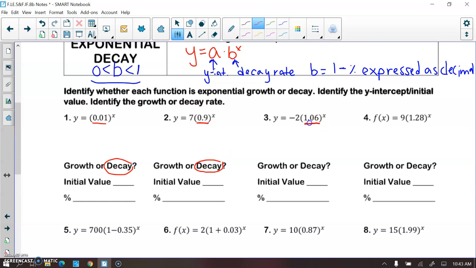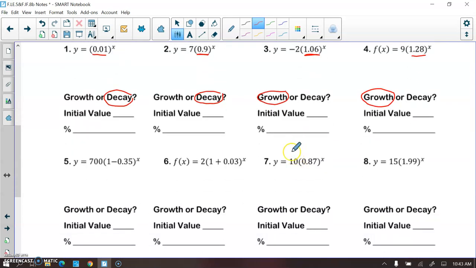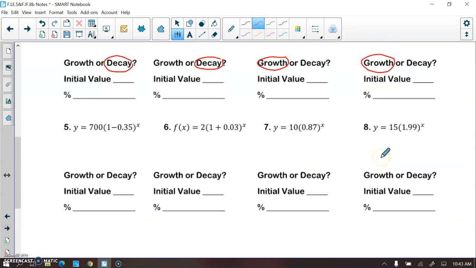For number 3, my b value is 1.06. Since it's greater than 1, this is growth. Number 4, my b value is 1.28. Since it's greater than 1, this is also growth. Now, some of you guys might be thinking, what is my b value in number 5? Well, we would need to simplify this 1 minus 0.35. That 1 minus 0.35 is going to be 0.65. So my b value is 0.65, which is in between 0 and 1. So this is decay.